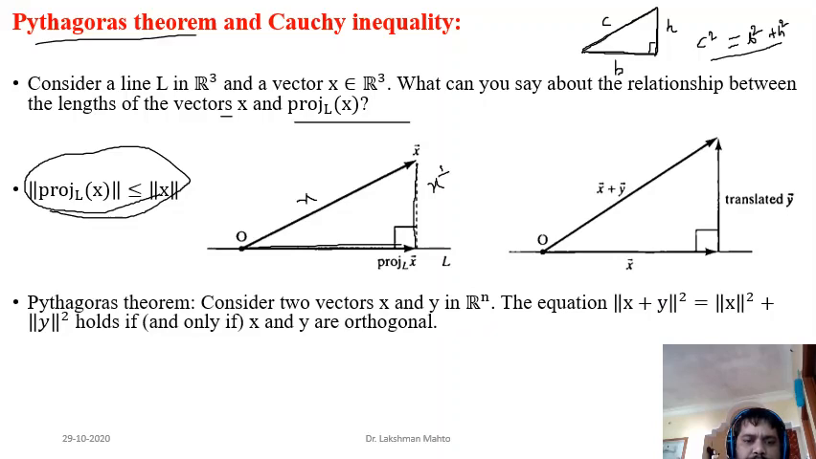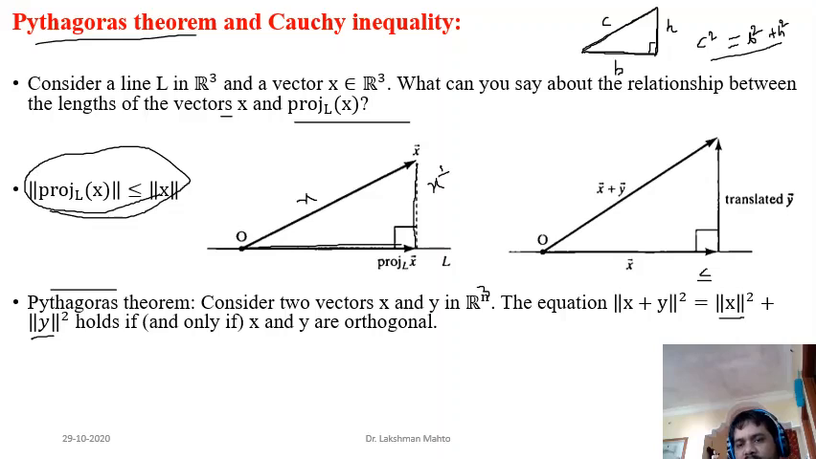Now, once we have this, we can define the Pythagoras theorem. What does it say? We consider two vectors x and y from Rn or R3. Here you can take the R3 scenario. Then the equation says that the square of the norm of x plus y is equal to the sum of the square of the norm of x and the square of the norm of y. This relation we are calling the Pythagoras theorem, and it holds only when x and y are orthogonal. If x and y are not orthogonal, then an inequality will come.